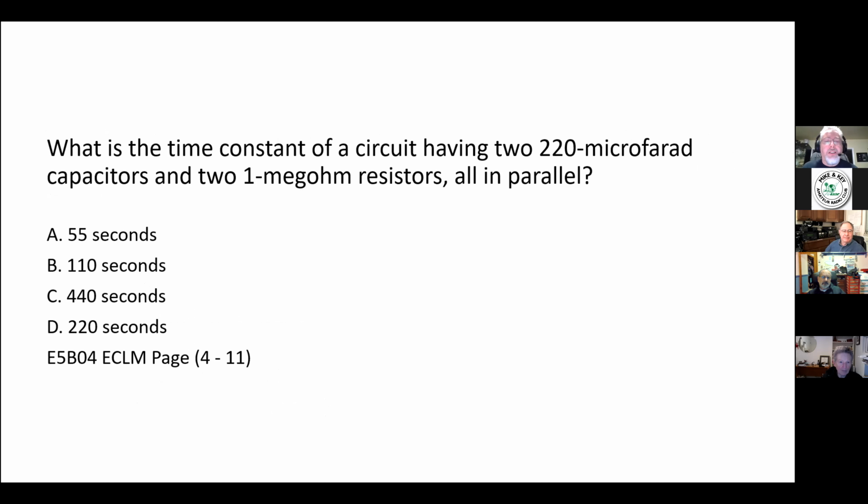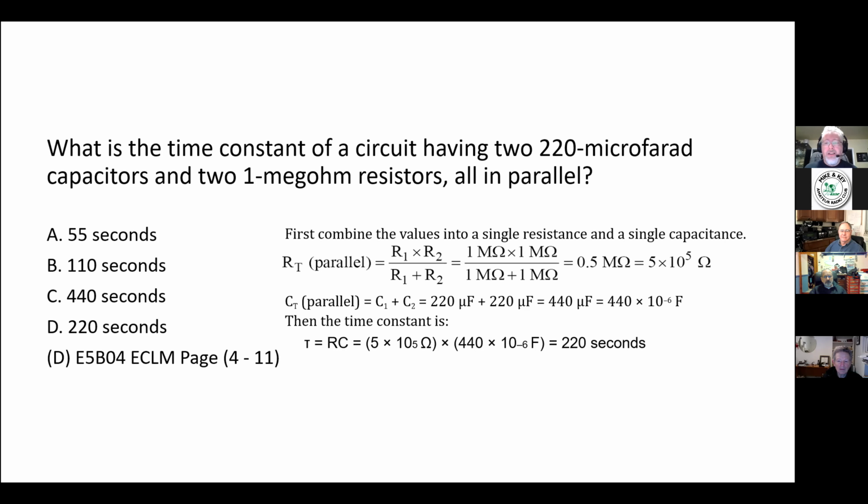What is the time constant of a circuit having two 220 microfarad capacitors and two 1 megohm resistors, all in parallel? A, 55 seconds. B, 110 seconds. C, 440 seconds. Or D, 220 seconds. D is the correct answer, and I stuck some fun math in there.